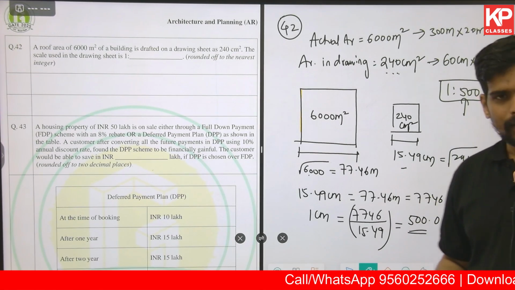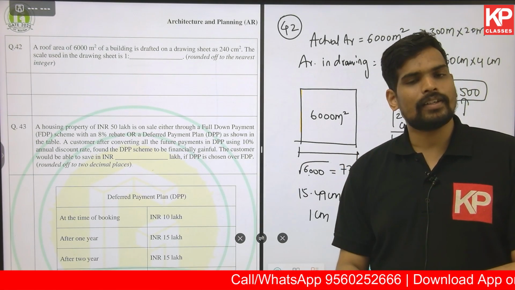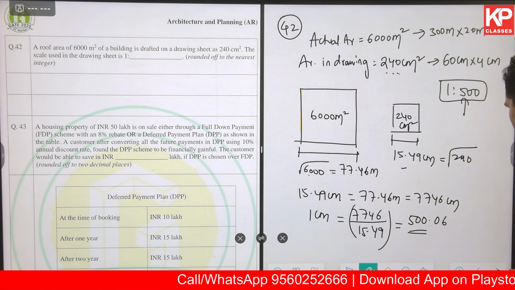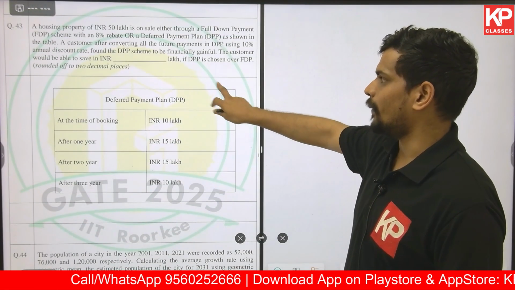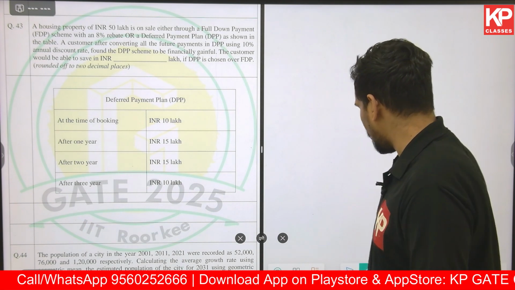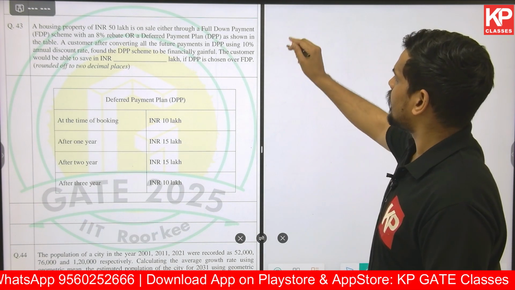I've solved it in 3 methods: factorization, simply assuming square, and also the formula approach. Try to minimize the questions where you learn the formula by heart. Anyways, let me not go into further detail. Next question is 43.